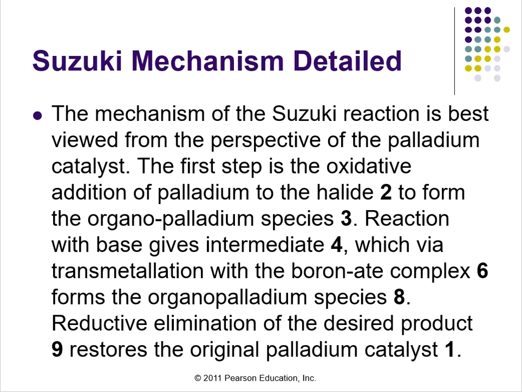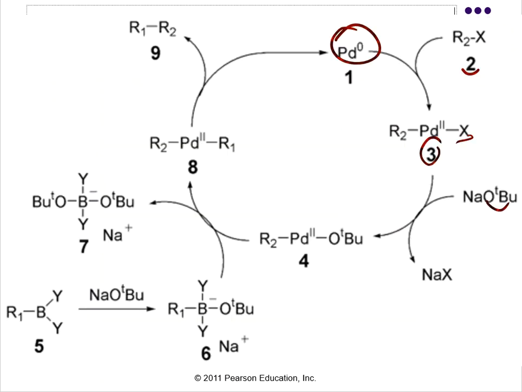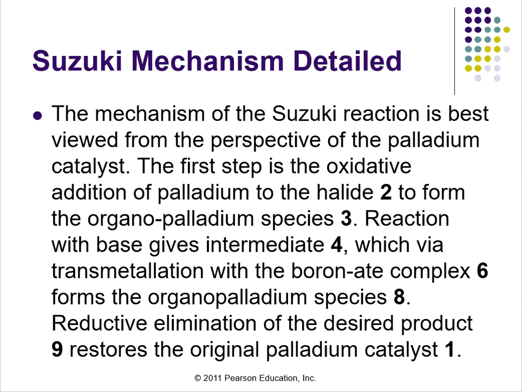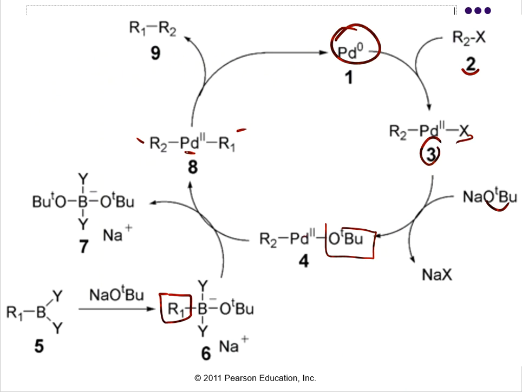which via transmetallation with the boron-ate complex 6 forms the organopalladium species 8. Okay, so that's a fancy term or sentence that basically means this group that boron has is going to be slapped onto the palladium here in another substitution, basically, and we get this palladium with an R group on both ends. Reductive elimination of the desired product 9 restores the original palladium catalyst 1. Okay, I think you get my picture.